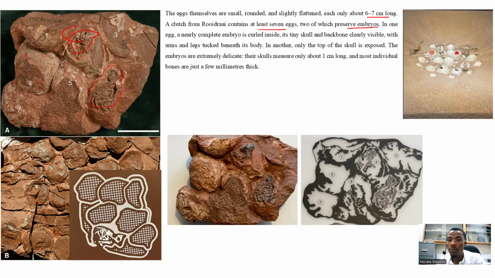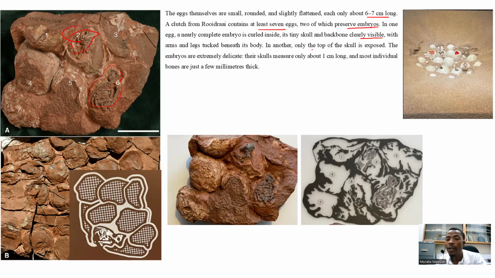Two of which preserve embryos. In one egg, a nearly complete embryo is curled inside. A tiny skull and backbone are clearly visible, with arms and legs tucked beneath its body.